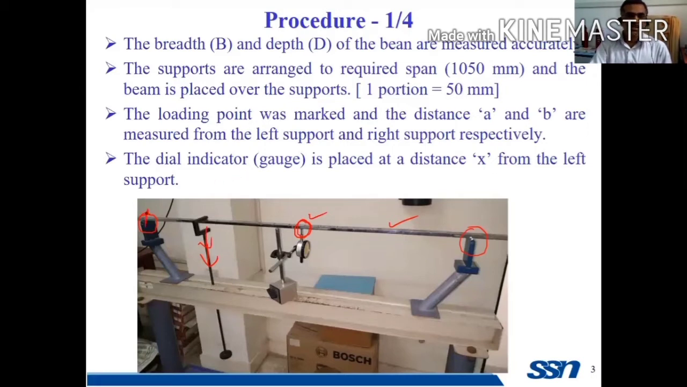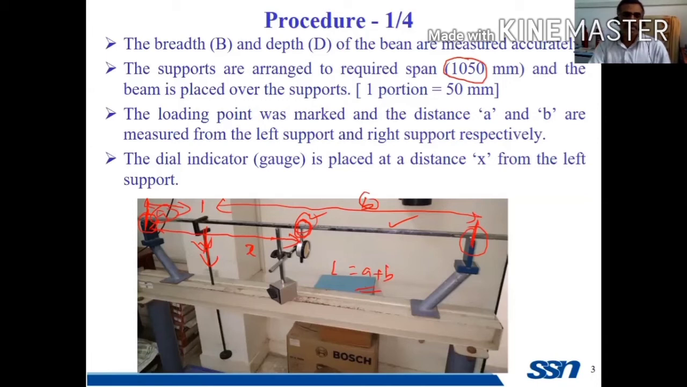The distance from this support to this support is 1050 millimeters. Here the load is applied, and here the deflection is taken. This distance is A, and this distance is B. And this distance is X, from the support to the point of measuring the deflection. What is L? L is equal to A plus B.